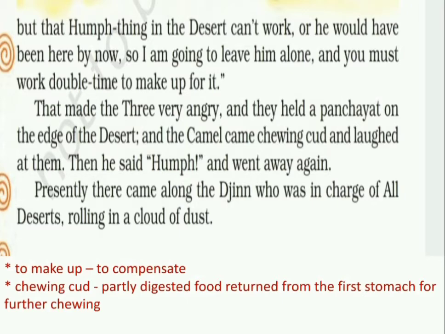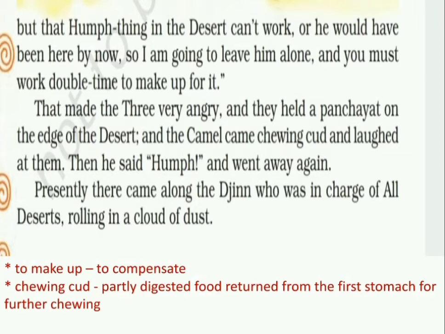So man says that I will leave that animal, that camel, alone, and you must work double time to make up for it. So you have to share the camel's work. You have to work double time in order to compensate the work. That made the three very angry. So who are the three children? Yes, it is the horse, the ox, and the dog.